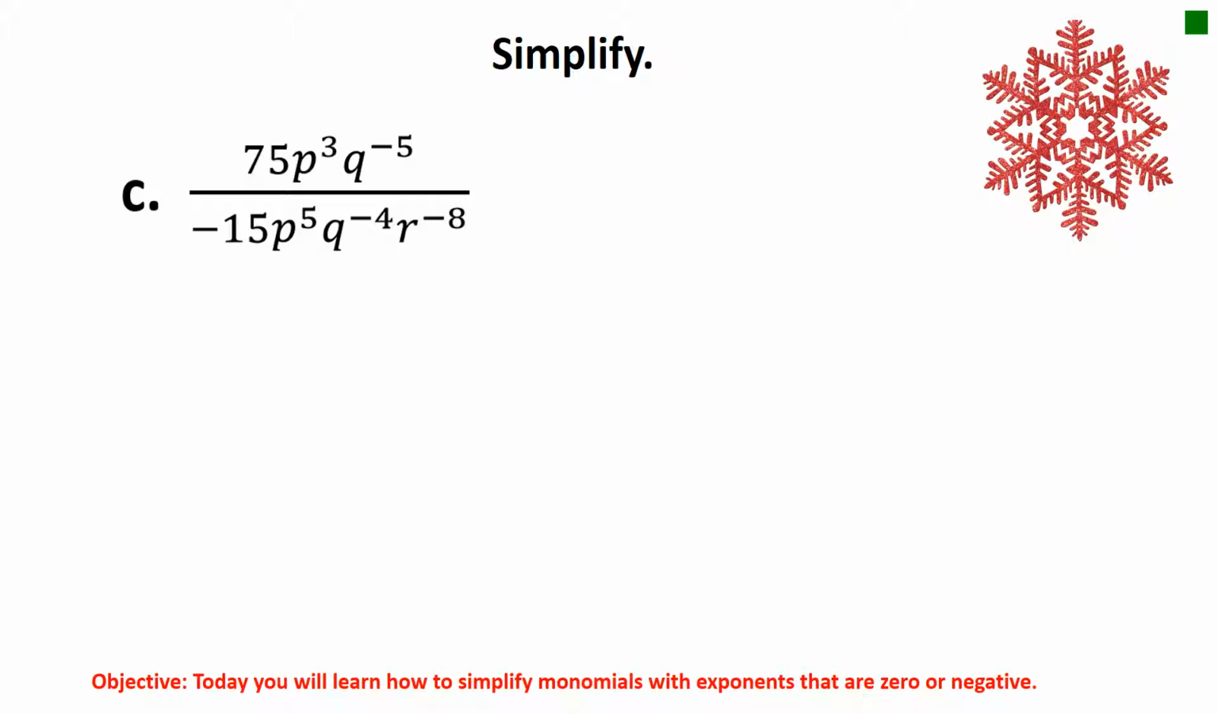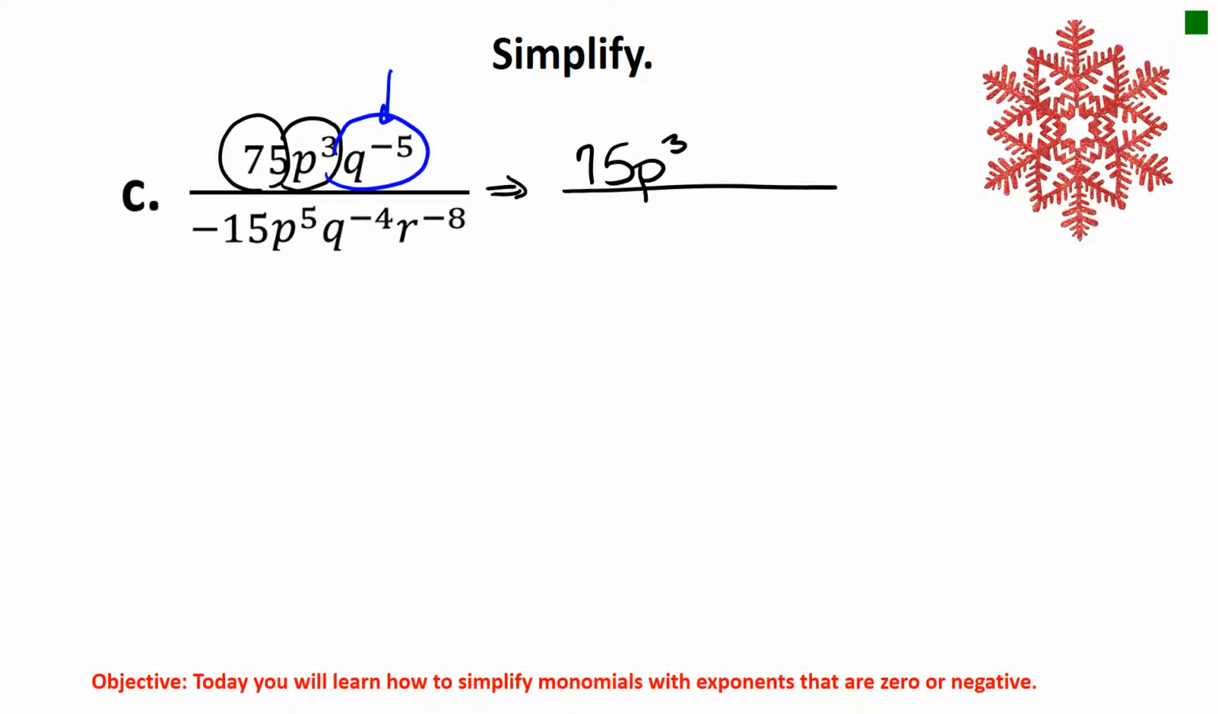Okay, if you look at this one, the first thing that my little eyes see are all of these negative exponents. If you've got negative exponents, we're going to play the stay or move game. So 75, it stays. P to the 3rd, it stays. Q to the negative 5, it's got a negative exponent, so I'm going to move it down to the bottom.